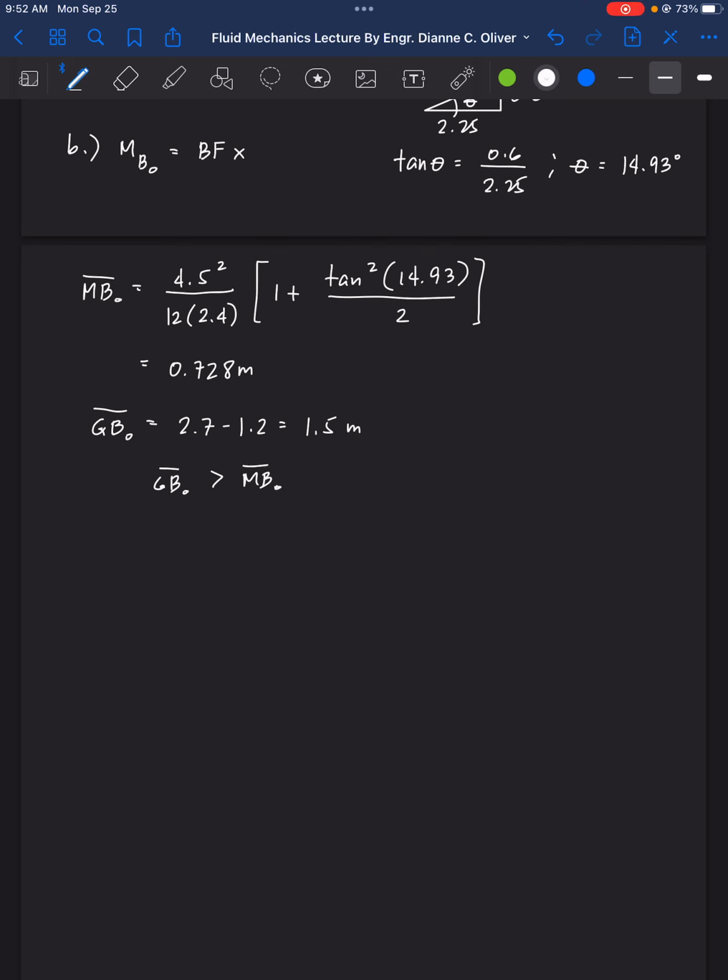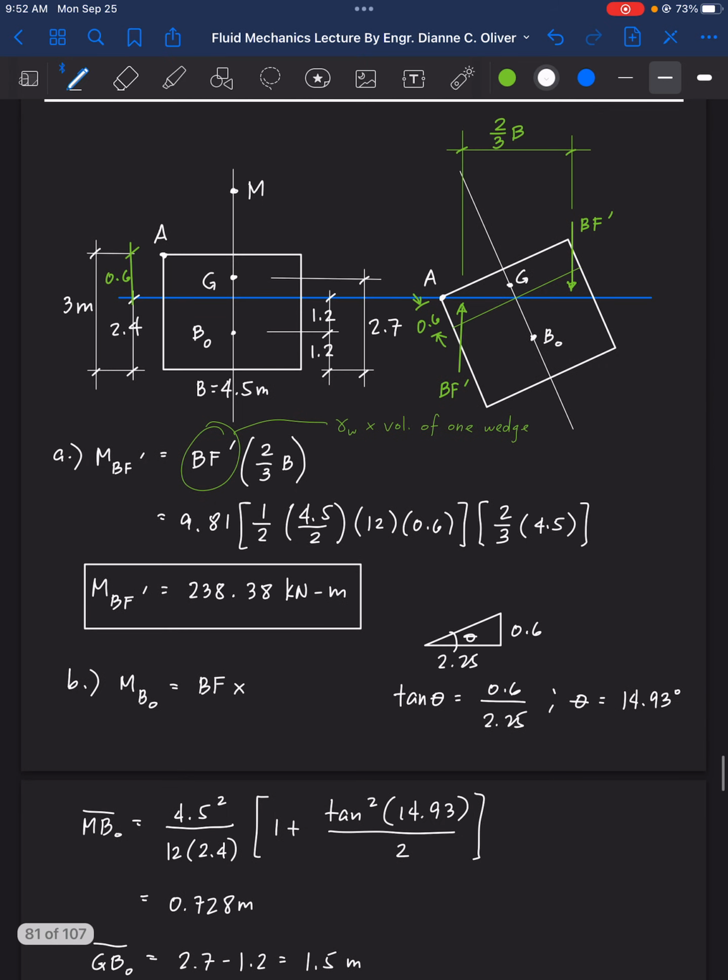What does it mean? If GBO is greater than MBO, therefore our metacenter is located here, in between GBO. So this is our metacenter M, and this is our line of action for the metacenter. Now, having this as our metacenter, therefore our buoyant force is located in this line of action. So this is now our buoyant force. So if this is our buoyant force, the X that we're looking for is located here.